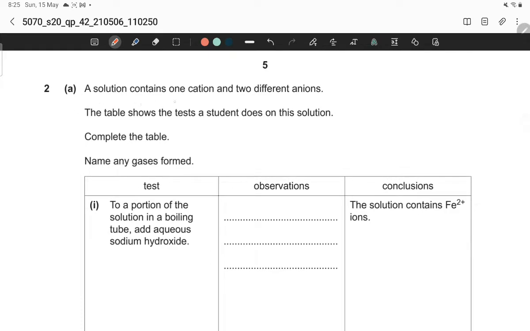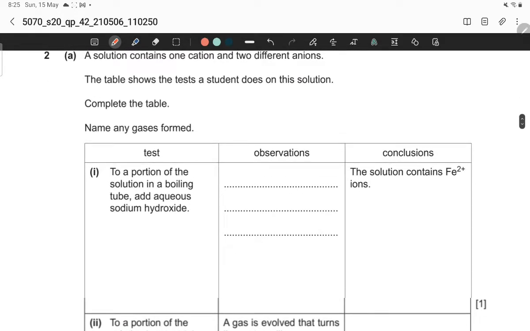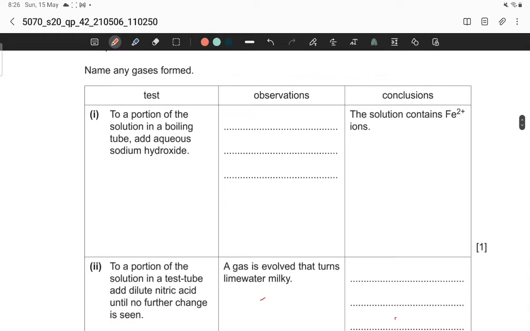A solution contains cations and two different anions. The table shows the tests a student does on this solution. Complete the table. Name any gases formed. To a portion of the solution in a boiling tube, add aqueous sodium hydroxide. The conclusion is the solution contains iron 2 ions.